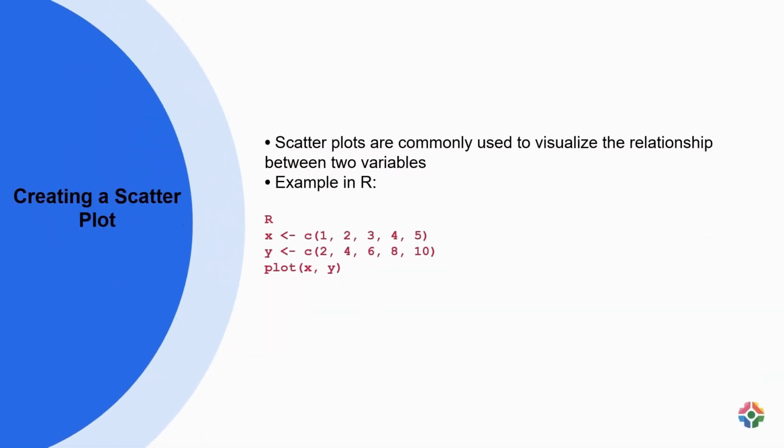Scatter plots are effective for displaying the relationship between two variables graphically. In the given example, a simple scatter plot is created using the R programming language. The variables x and y hold values which correspond to points plotted on the graph. The plot function in R is used to create the scatter plot, with x values on the horizontal axis and y values on the vertical axis. Each data point, x y, is represented by a point on the plot. This type of visualization is helpful to identify any patterns or correlations between the two variables.